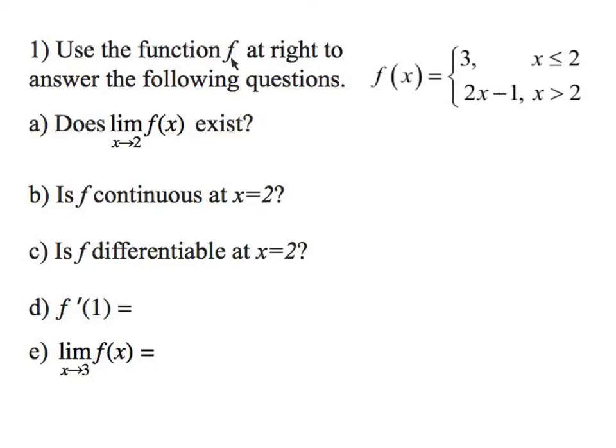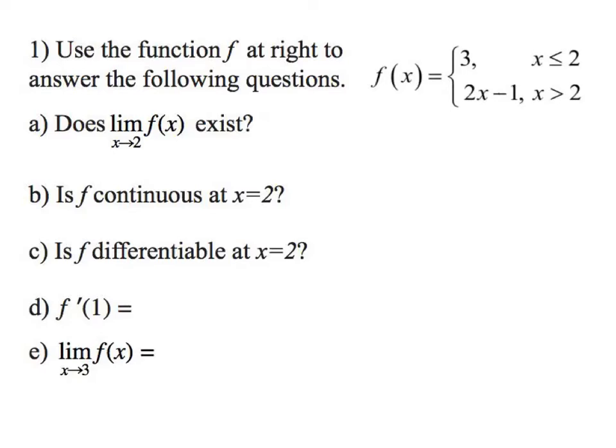Use the function f at right to answer the following questions. So this function is a piecewise graph. This 3 means it's a horizontal line at 3, left of 2, and we know it's an upward moving line right of 2. So I want to know, does the limit of f of x as x approaches 2 exist?